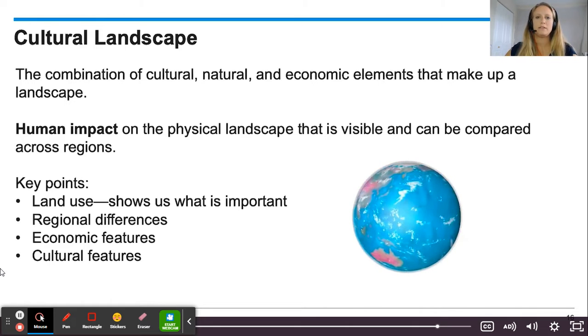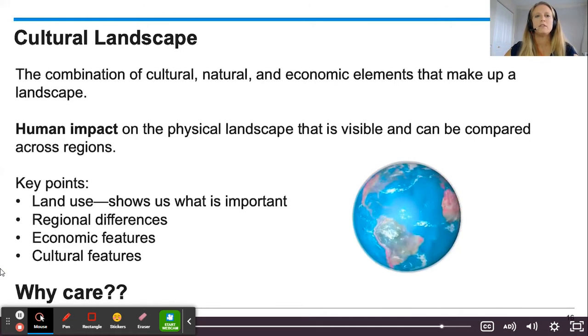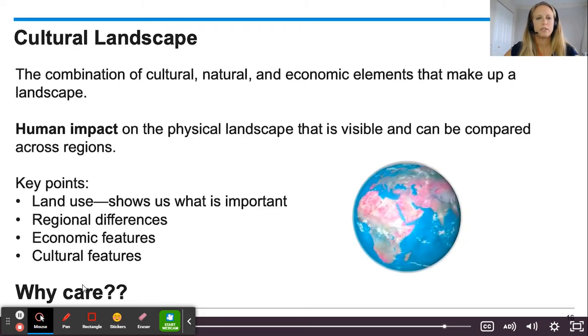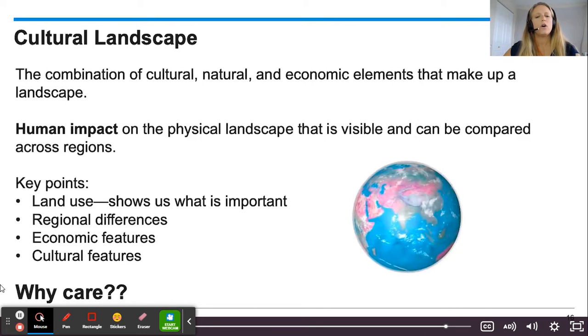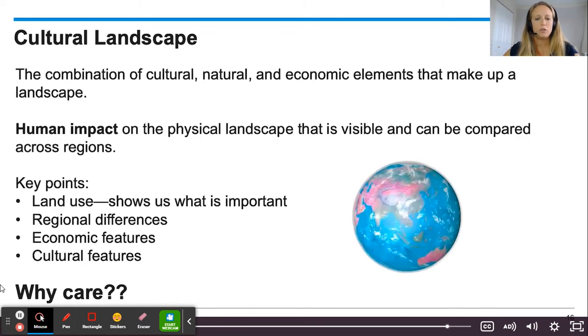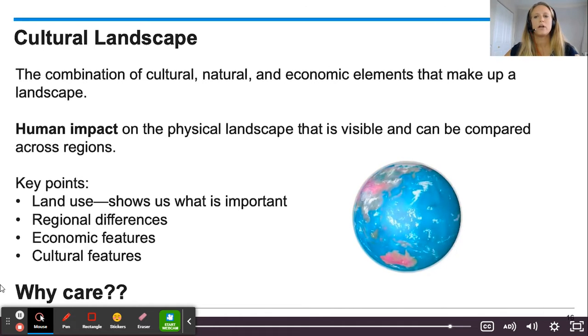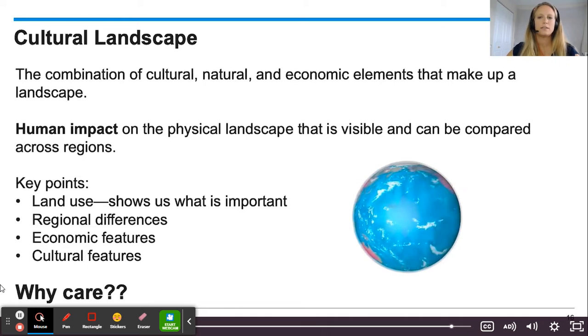For economic, you might see a port or some kind of economic system in place. But more importantly than all of this is why do we even care? Which is the one question you should frequently go back to. This all helps us to study the activities that humans do and be able to compare them between regions to figure out spatial connections, which is constantly what human geography is looking at.